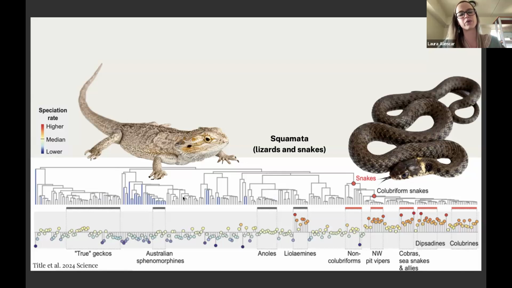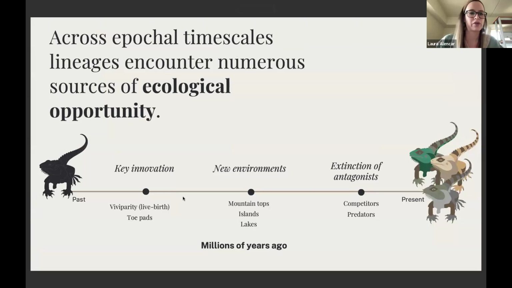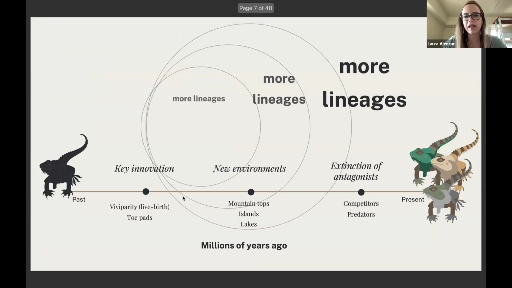So these two examples represent a prevalent pattern in biodiversity. That is, evolution proceeds unevenly across the tree of life. And one of the major sources contributing to this diversity disparity is the access to different ecological opportunities that these lineages will face during their radiation. So events such as the emergence of a key innovation, like the evolution of viviparity or toepads, the invasion of new environments, or the extinction of antagonists such as competitors and predators, can create such opportunities and catalyze diversification, because lineages will take advantage of these vacant niches and generate more and more species.